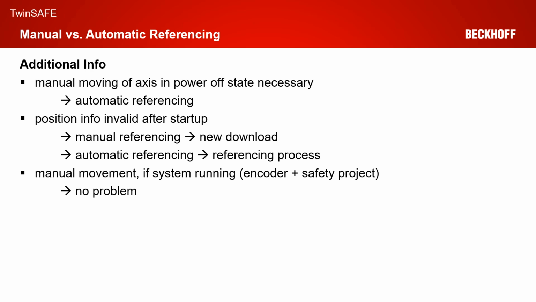If you do a manual movement, if the system is running, so the encoder is running and the safety project is running, there's no problem because the position changes are handled and saved correctly. Only in power off state, if you move the axis, you need a new download for the manual referencing.